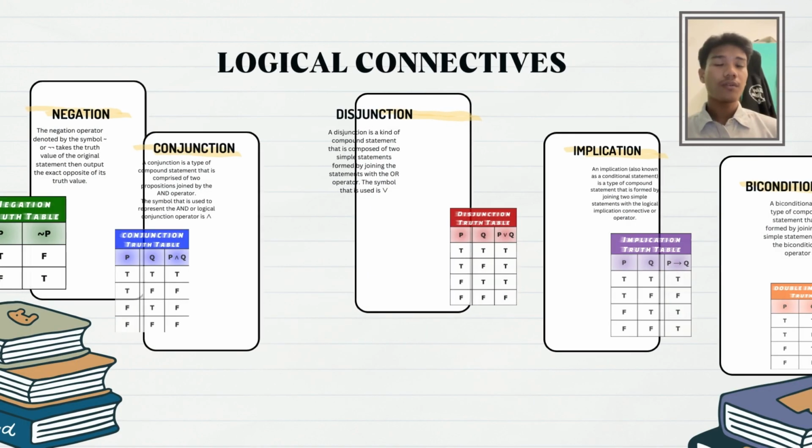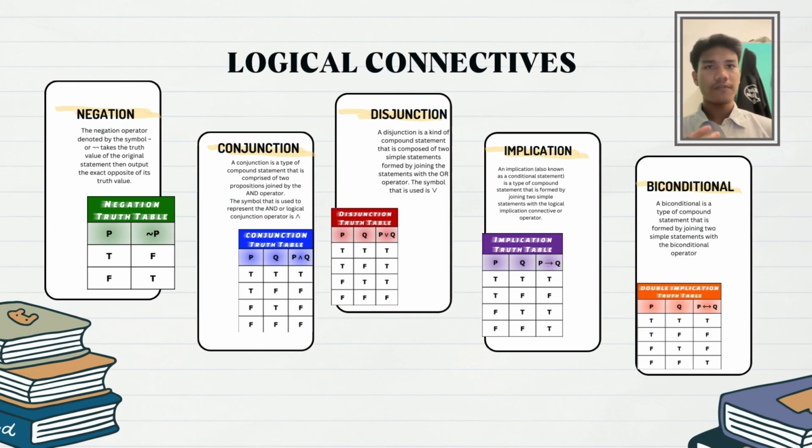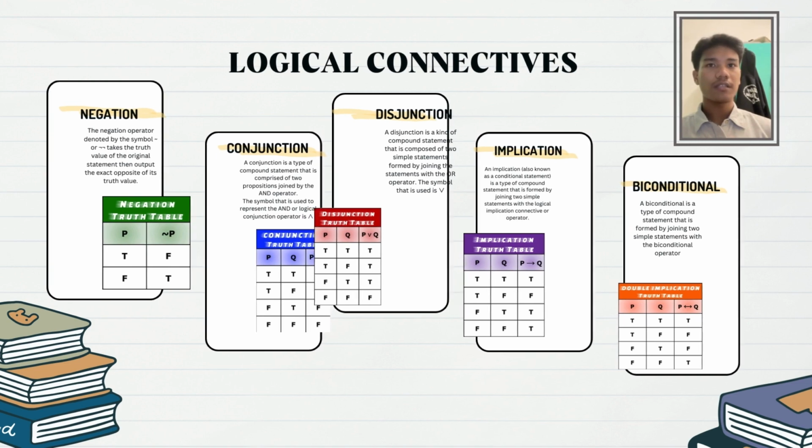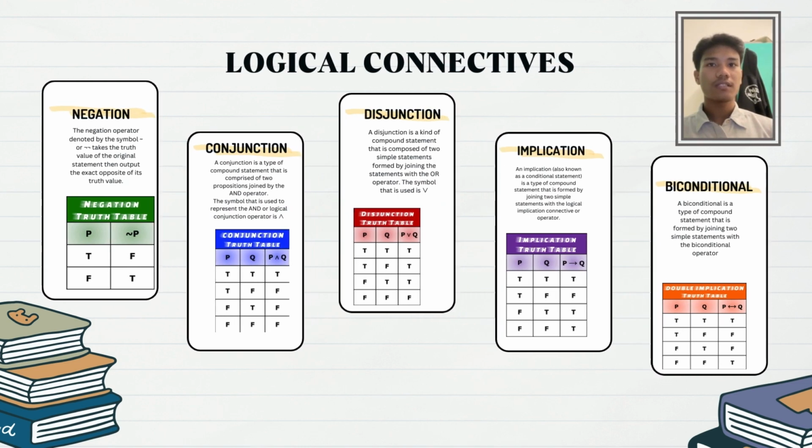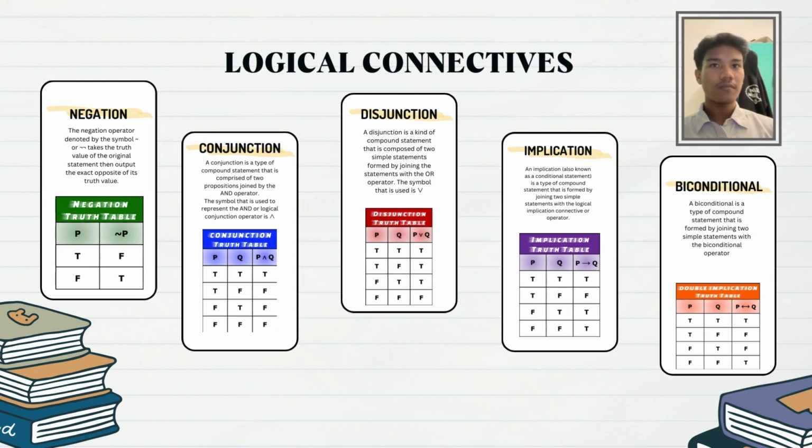And then we go to the logical connective. There are 5 logical connectives. First, we go to the negation. The negation operator, denoted by the symbol not, takes the truth value of the original statement, then outputs the exact opposite of its truth value. So we can see through the negation truth table, if P is true, then not P is false. If P is false, then not P is true.